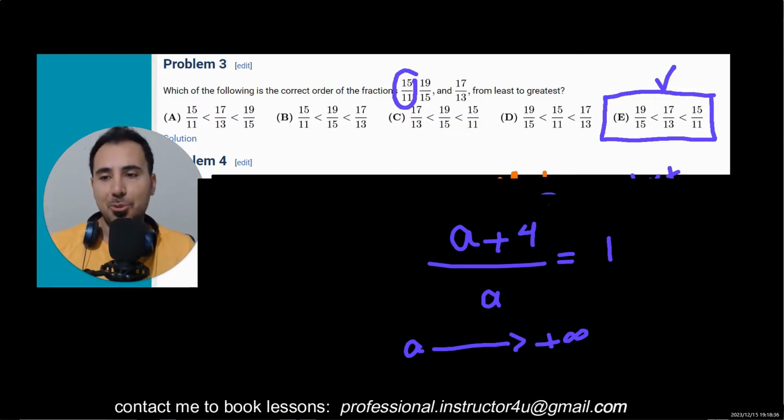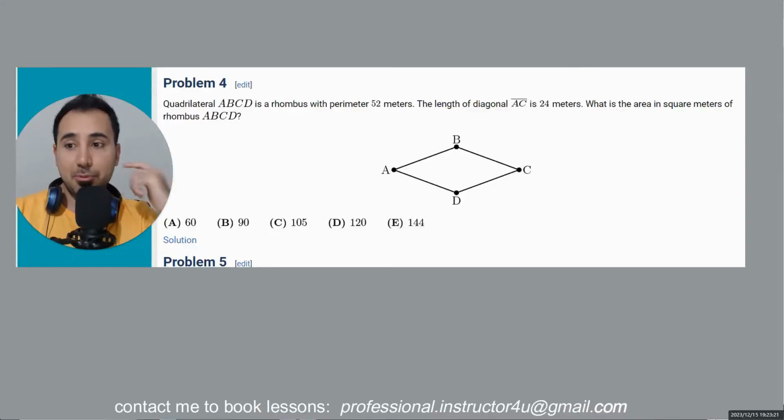Okay? So I hope you found this extra point helpful. Well, for problem 4, I've had students who were so good they would do question 20 plus, even 25, but they had problems with this question. Let's read it and I'll tell you why. Quadrilateral ABCD is a rhombus with a perimeter of 52 meters. The length of diagonal AC is 12 meters. What is the area in square meters of rhombus ABCD?